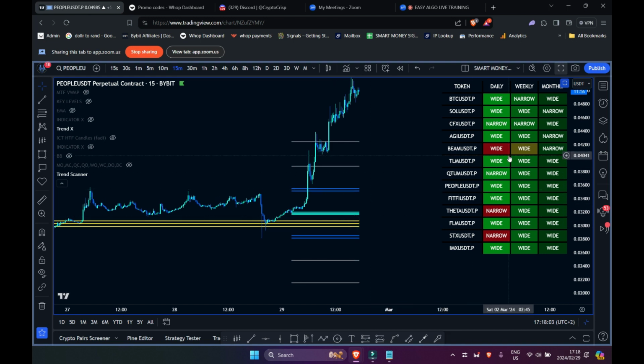And then on the other hand, if it's fully red, we'll start looking for shorts. So it can really, really help us. Like Trendex is an amazing tool to understand the trend of the market, and these narrow and wide grids, guys, they are super effective. So this is the one level of the scanner.